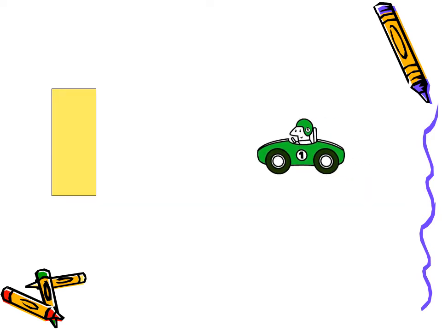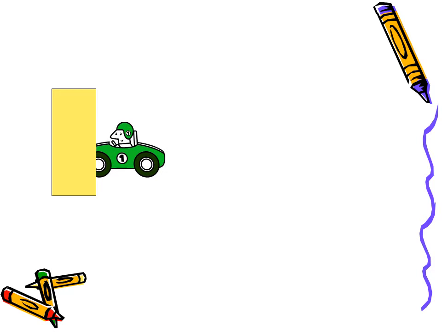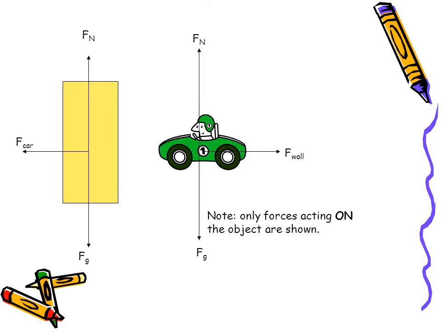Say we have a car that crashes into a wall. Here the free body diagrams are shown for the car and the wall. Note the free body diagram shows only the forces acting on the object, not the forces the object is exerting on any other object. So for the car, you have the force of gravity, the weight of the car, acting down. You have the force of the road, called the normal force, acting up. And you have the force of the wall pushing to the right on the car. So these are the three forces acting on the car.